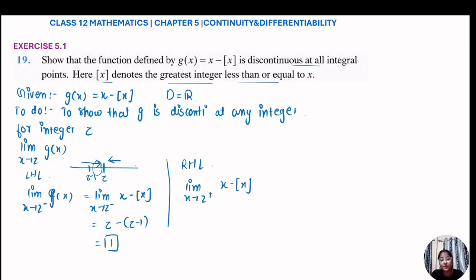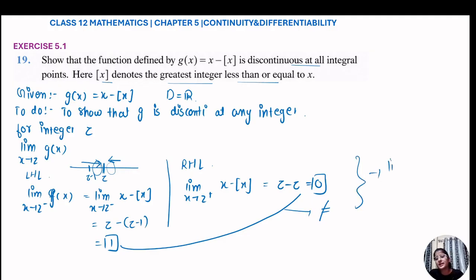Now what you are doing, you are just coming from the right hand side. If you are coming from the right hand side, your numbers are greater than z, so the greatest integer less than or equal to those numbers is nothing but z, so this limit value is z minus that, that is nothing but 0. Now what you have seen is that the left hand limit and right hand limit are not equal for any integers. So from here, as the limit does not exist, what you conclude is that the limit does not exist.